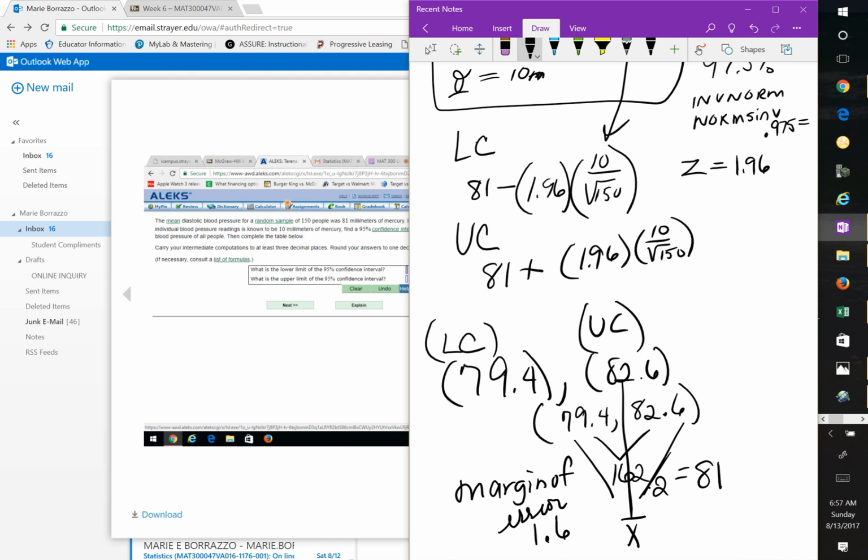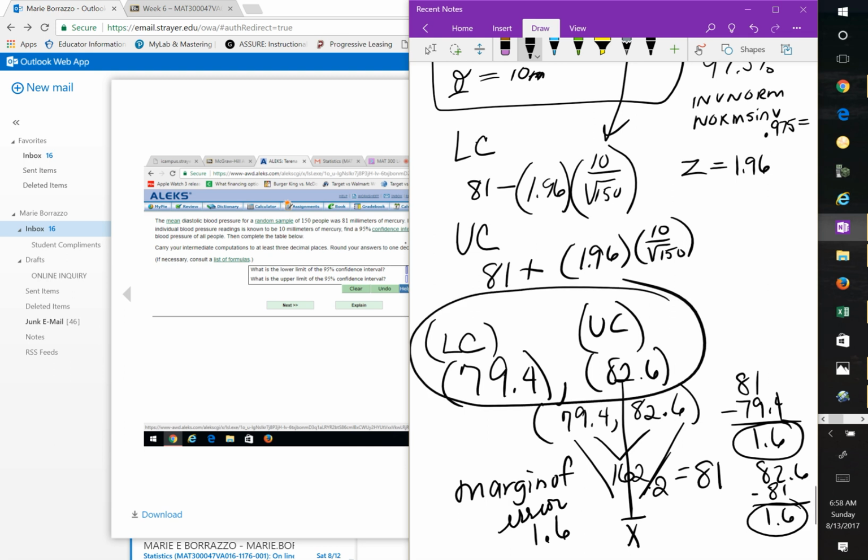Notice that if I were to take 81 and subtract 79.4, I would get 1.6. If I take 82.6 and I subtract 81, notice that I get 1.6. And yes, I have to do this in a manner that this will always be a positive value. Okay? Now, in this case, your answers are already here. This is your final answer. Your upper and lower confidence, respectively, are stated right here.